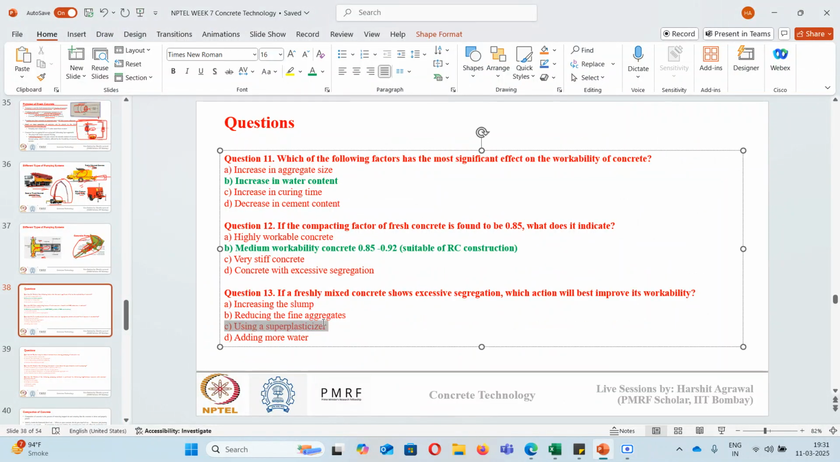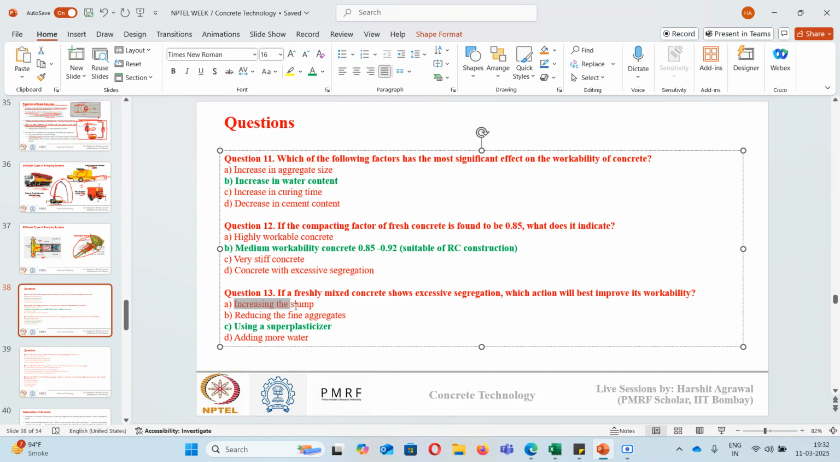Okay, so the correct answer is C, using superplasticizers. Why? Because excessive segregation would have occurred if we have used too much water in the mixture. So instead of adding too much water, we should use an SP to improve the workability without increasing the water content. That will prevent segregation while maintaining the strength. So the best way to improve workability is using superplasticizer rather than using more water.